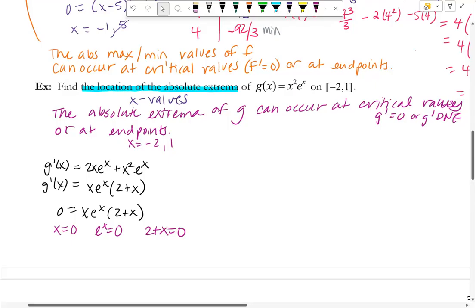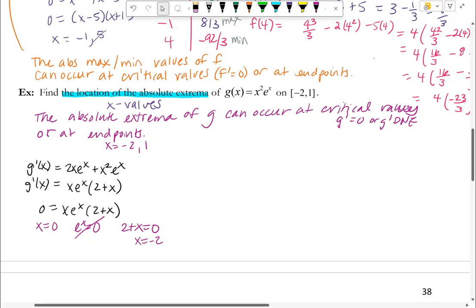Well, x equals 0, that's definitely a 0, but I know that e to the x cannot equal 0. So that factor will not be 0. And if 2 plus x equals 0, that happens when x equals -2. So we get two critical values of g, and notice one of them, -2, is also an endpoint of our interval. And that's fine.